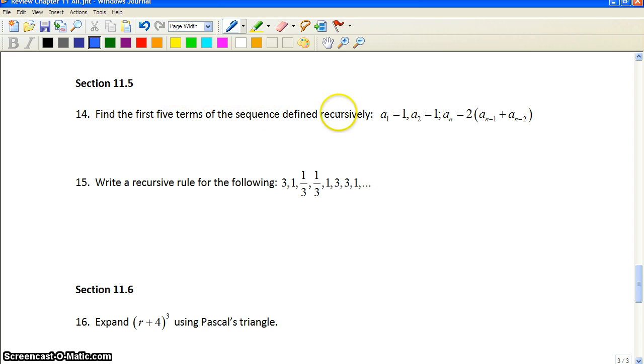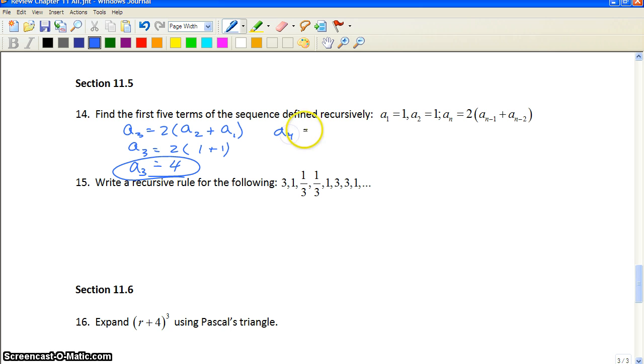Find the first 5 terms of the sequence defined recursively by a sub 1 being 1, a sub 2 being 1, and then a sub n being defined as 2 times a sub n minus 1 plus a sub n minus 2. So hypothetically, say we have the first 2 terms, so I need to find the third term. This says find a sub 3 minus 1, which is 2, plus a sub 3 minus 2, which is 1. So we're going to do 2 times the sum of the 2 previous terms. 1 plus 1, and that's going to be 4. So a sub 3 is going to be 4.